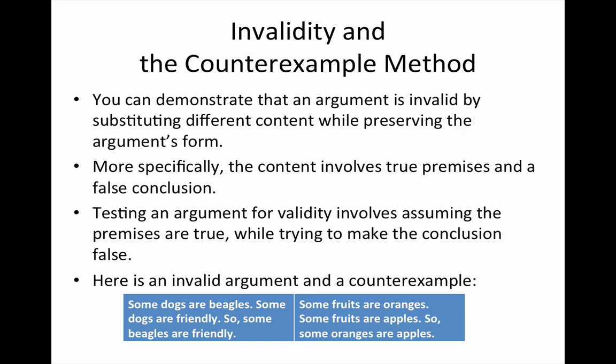So the same form for the beagles and the fruits arguments. Content is different. In the second example, some fruits are oranges, some fruits are apples, so some oranges are apples. We can see clearly that the premises are true, but the conclusion is false. That tells us that the argument is invalid.